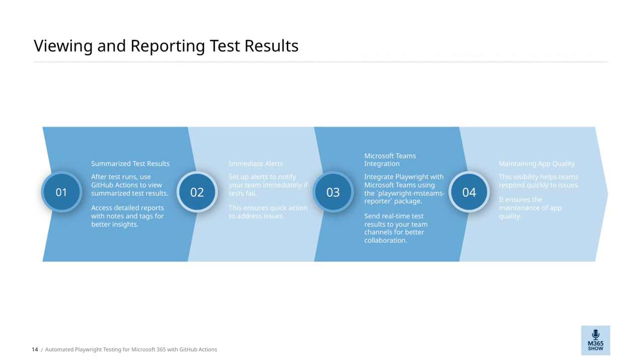Another powerful feature is integrating Playwright with Microsoft Teams using the Playwright Teams Reporter package. This allows you to send real-time test results directly to your team channels, fostering better collaboration and transparency. Everyone stays informed, and issues can be tackled faster, ultimately helping to maintain and improve your app's quality. In summary, these tools and techniques, viewing summarized results, setting alerts, and integrating with Teams, work together to ensure your testing process is thorough, responsive, and keeps your app at its best.